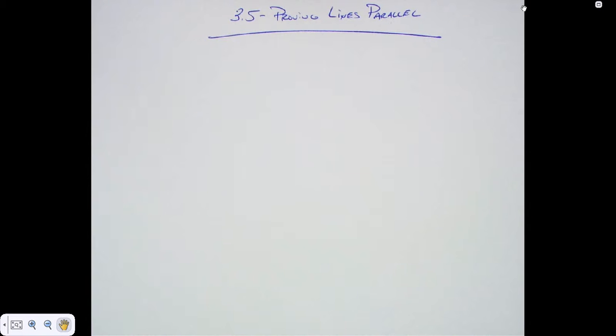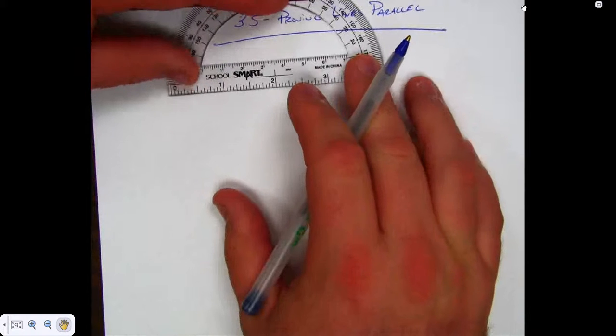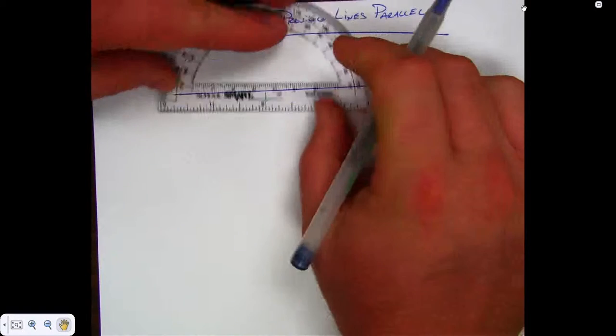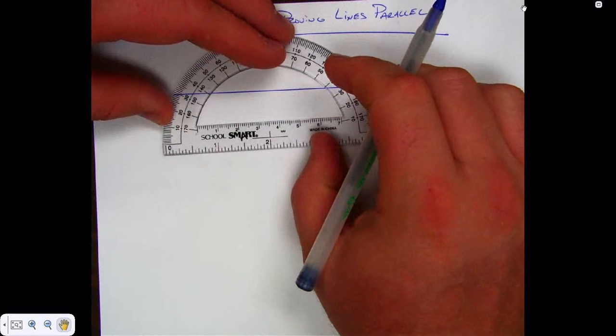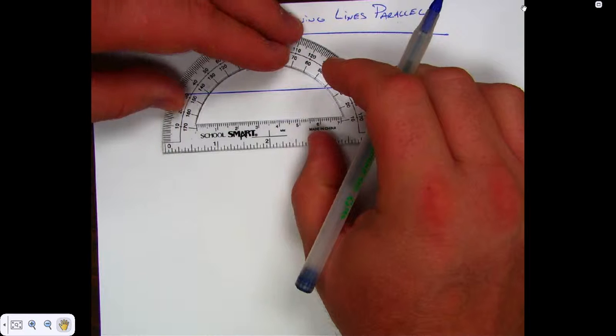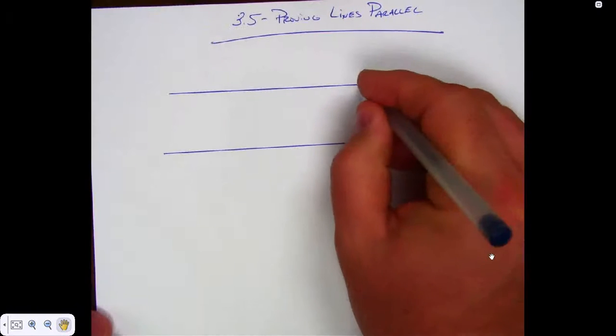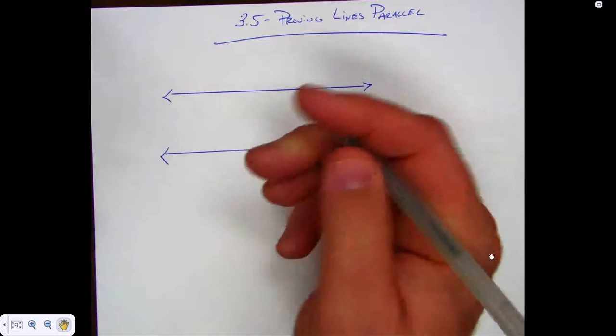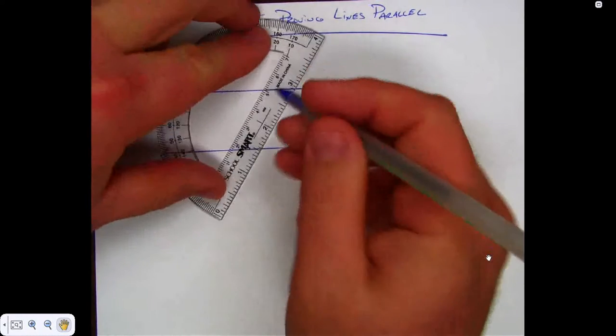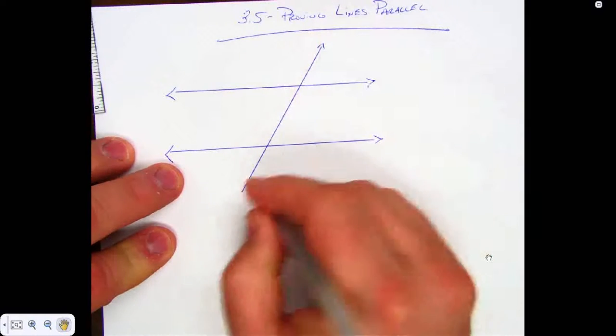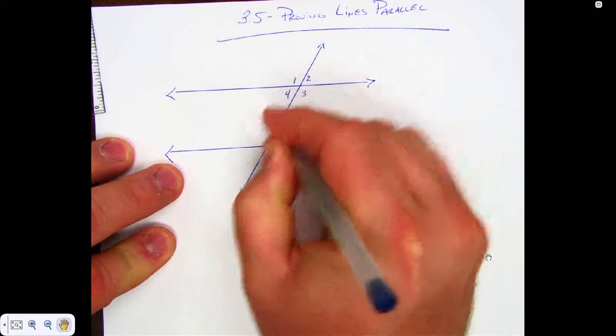This is really not going to be much different than what we did in some previous sections. Okay? If you'll remember, draw yourself two lines, I'm sorry, two lines that are parallel. Then draw yourself a transversal. Then number them, the angles, that is.